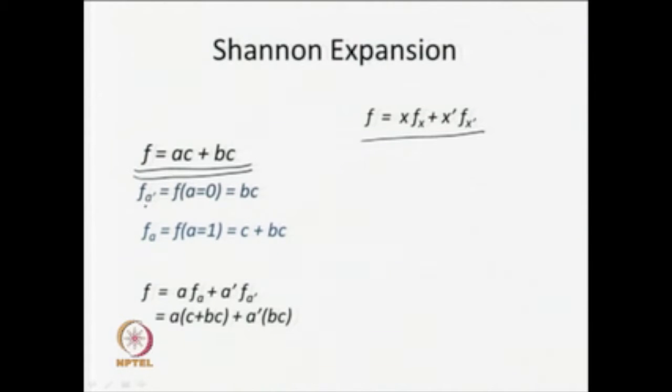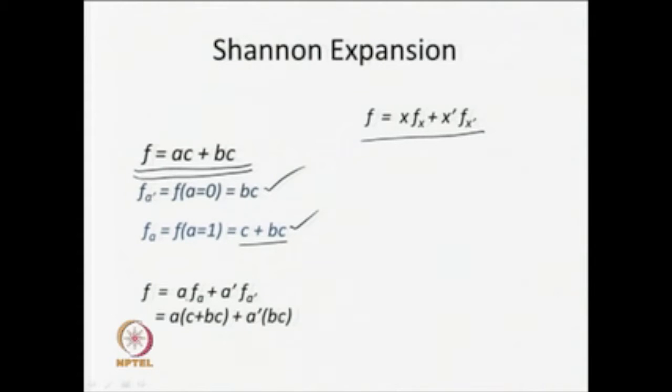Similarly, f a bar is the function when the value of a is equal to 0. So f a bar is f when a equals 0. When we put a equal to 0, the first term becomes 0, leaving 0 plus bc. So eventually we get bc. So f of a is c plus bc, and f of a bar is bc. That is why this function can be represented as a into f of a plus a dash into f of a dash, that is, a into (c plus bc) plus a bar dot bc.